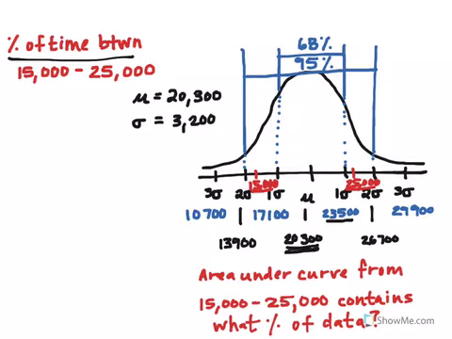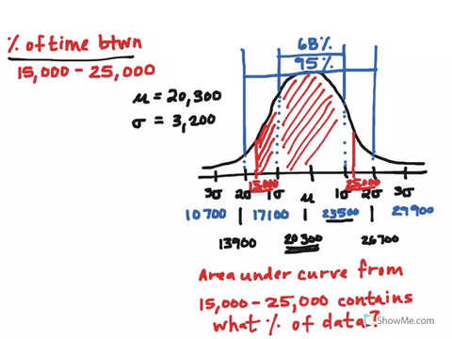The question is, well, if we look here at our curve, we're interested in the area under the curve here. All of this area from 15,000 to 25,000. What percent of the data does that area encompass? What percent out of 100 is under the curve from 15,000 to 25,000?